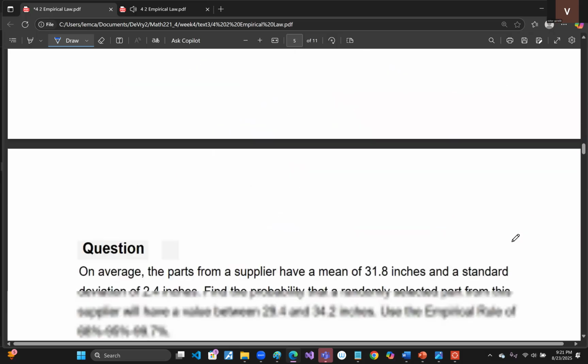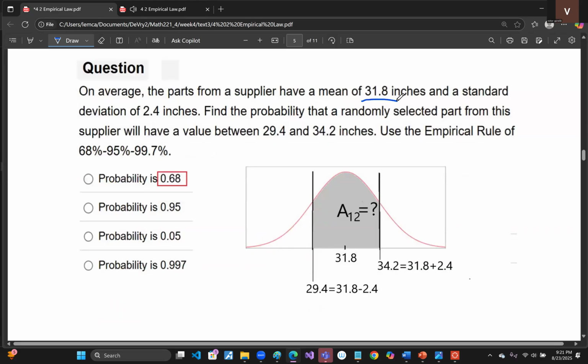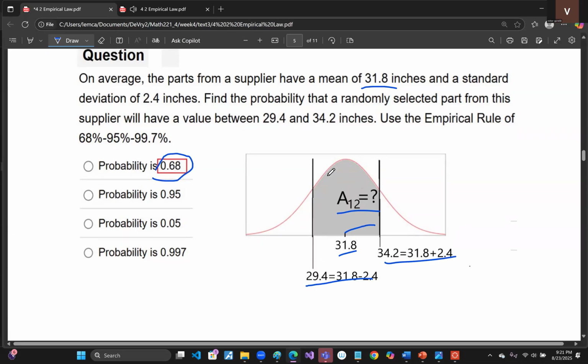Problem. On average, the parts from a supplier have a mean of 31.8 inches and a standard deviation of 2.4 inches. Find the probability that a randomly selected part from this supplier will have a value between 29.4 and 34.2 inches. The answer is 0.68 because 29.4 equals 31.8 minus 2.4 and 34.2 equals 31.8 plus 2.4. If we cannot use the empirical rule, we use Book 4 or Colab 4.